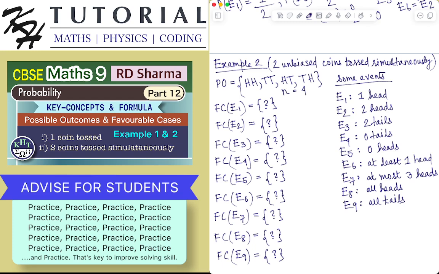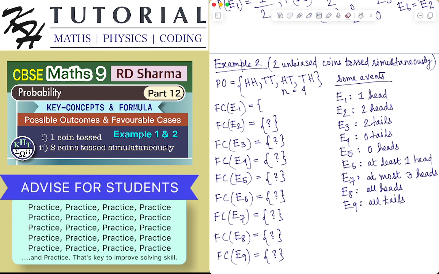Now I have defined some events on the right hand side. E1, one head means one head shows up, two heads like this, two heads, two tails, zero heads. Let's try to define all the favorable cases for these 9 events.